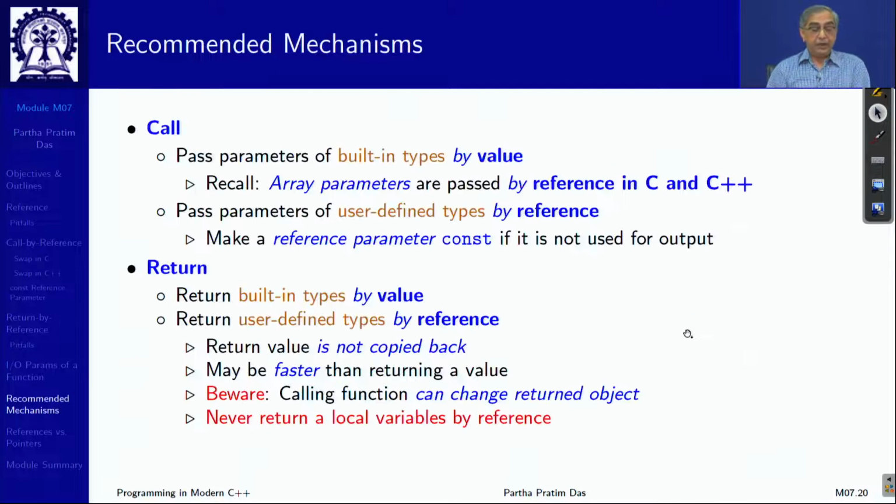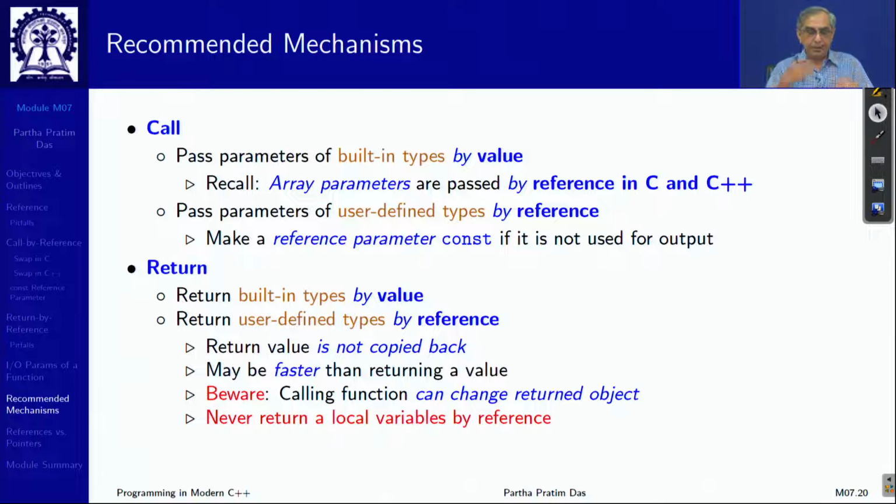So, among the recommended mechanisms, as to how reference can help, when you are making a call, if you are passing a built-in type, always pass it by value. Right. The reason for that will become clear as we move forward. It gives you much better efficiency, because the copy is very lightweight. Only remember that array parameters are always passed by reference, even in C. In C, that is the only situation where the entire array is never copied. It is just passed by reference, which means only the base address is passed.